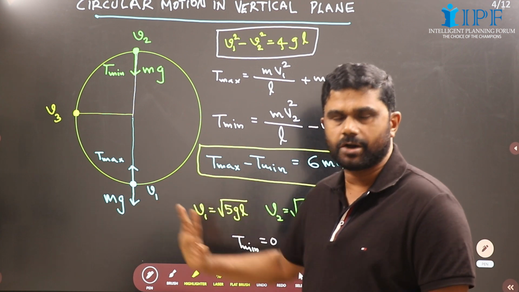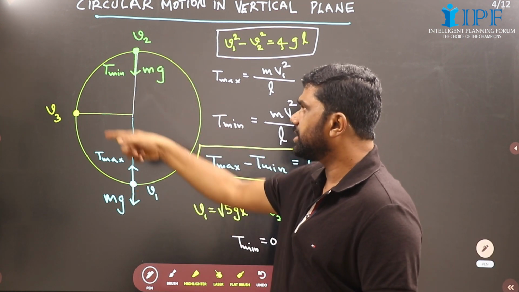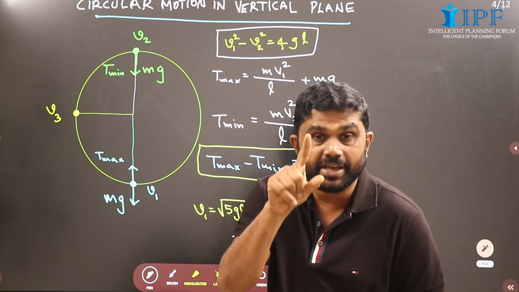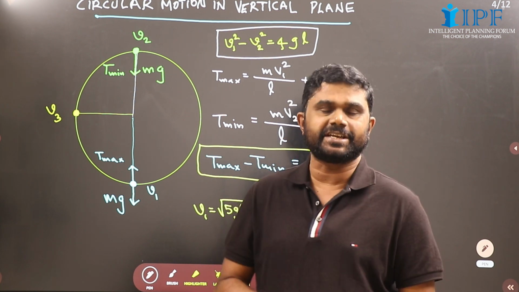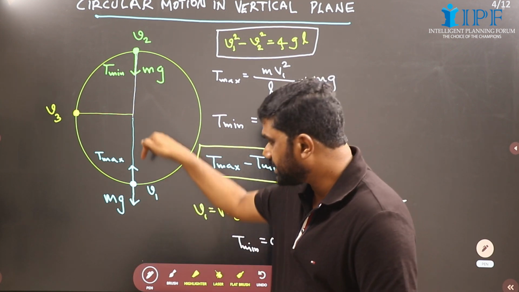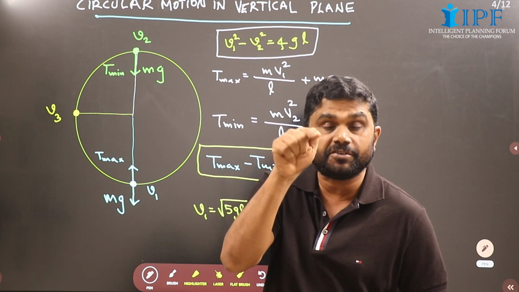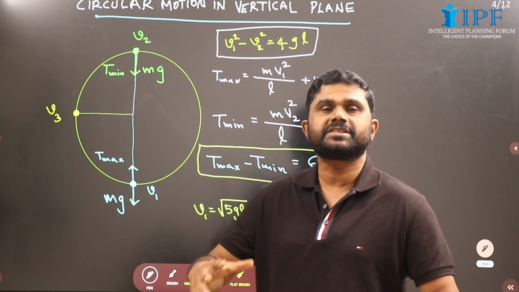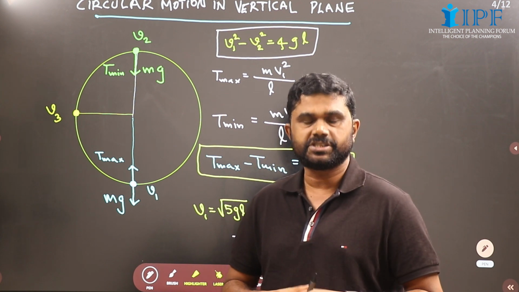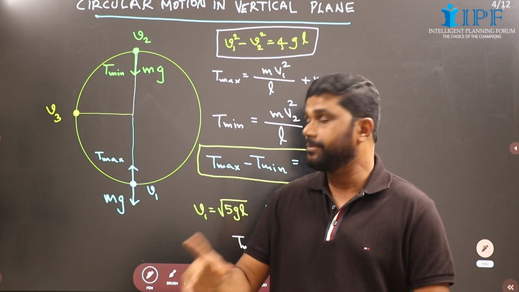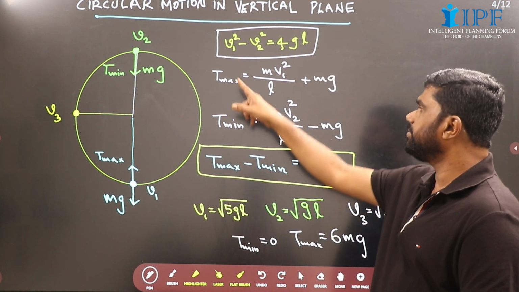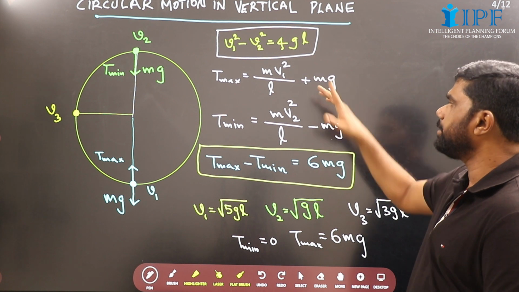Weight is always downwards. Here the body is moving in a circle. Whenever a body is moving in a circle, there must be a force towards the center. Here there are two forces, one towards the center, T max, and the other away from the center, mg. Resultant force must be towards the center. What is that resultant force? T max minus mg. That provides the centripetal force. T max minus mg equal to m, the velocity here is v1, so m v1 square by L. From that we will get T max equal to m v1 square by L plus mg.